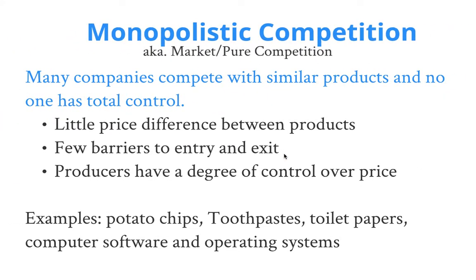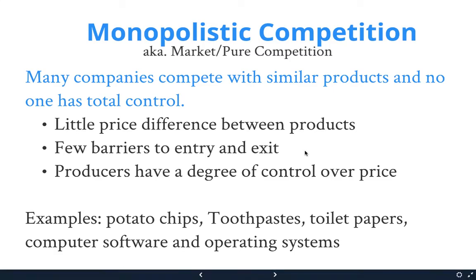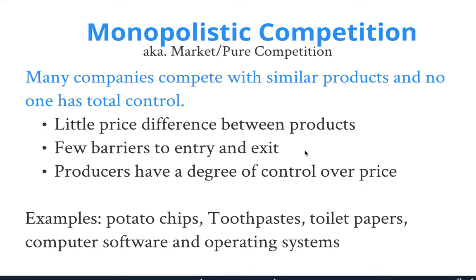Monopolistic competition is the closest thing to a pure competition. There is very little difference between products. There's few barriers to enter and exit. And producers have a degree of control over price. So your examples could be potato chips, toothpaste, toilet paper, computer software, and operating systems.